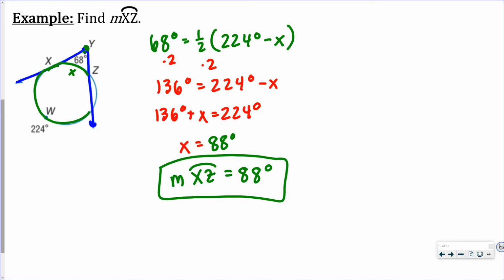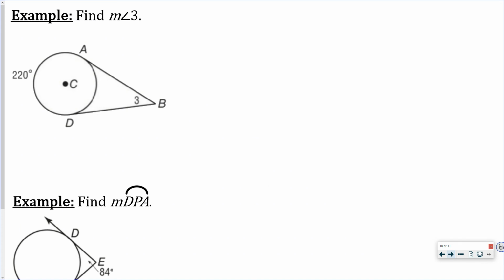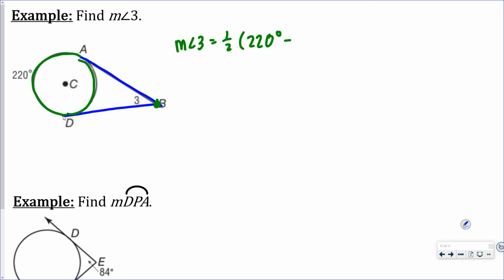Okay, 2 more. Find the measure of angle 3. Here I have 2 tangent lines. Tangent line, tangent line. Where are they intersecting? Outside the circle. So the measure of that angle is 1/2 big arc minus little arc. I don't know little arc.